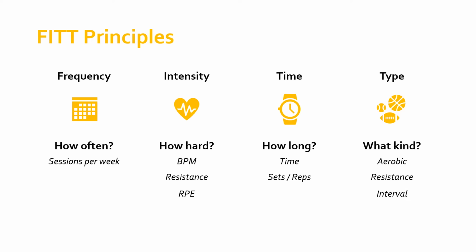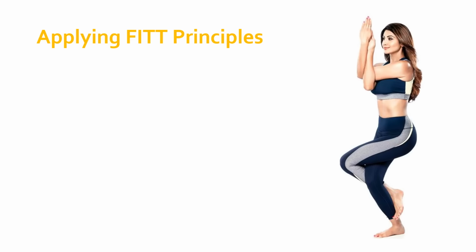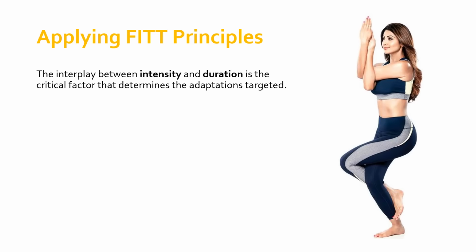Let's just take a moment to apply them really briefly. So in terms of applying our FITT principles, of the 4 principles, there's probably 2 that are the most key. They're all important, of course, but the 2 that are most key in terms of determining what outcomes you're going to get are the 2 in the middle. So intensity and time. I've just labelled it as duration on this slide though. So the interplay between the intensity of the exercise, so how hard it is, and the duration of that exercise, that's going to be the critical factor that determines the adaptations targeted.